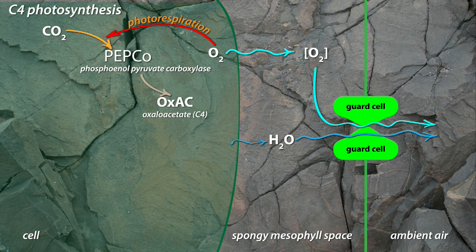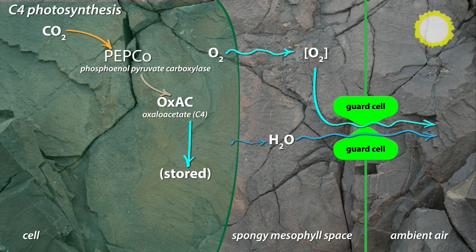There are 2 advantages to capturing CO2 into oxaloacetate rather than 3-PGA, as C3 photosynthesis does. First, oxaloacetate can be stored for use later. It needn't be used right away, as 3-PGA must. The second is that PEPCO is far less susceptible to photorespiration than Rubisco. This allows the C4 plant to decouple water vapor loss from carbon fixation. During the day, when light energy is being captured and oxygen is being produced, the plant can close its stomata, blocking water vapor loss and oxygen loss.